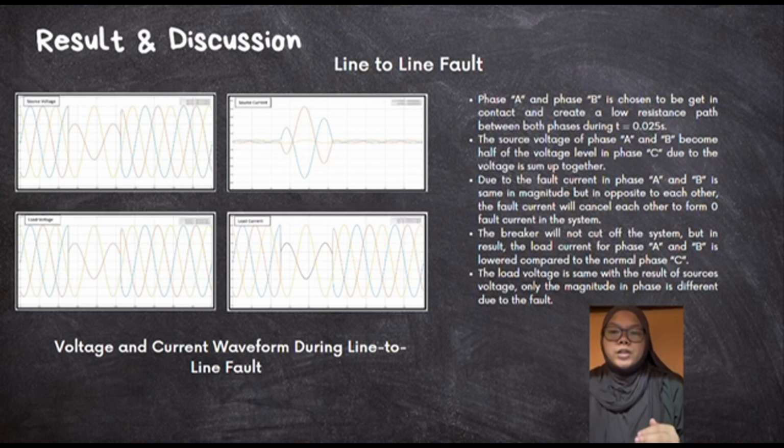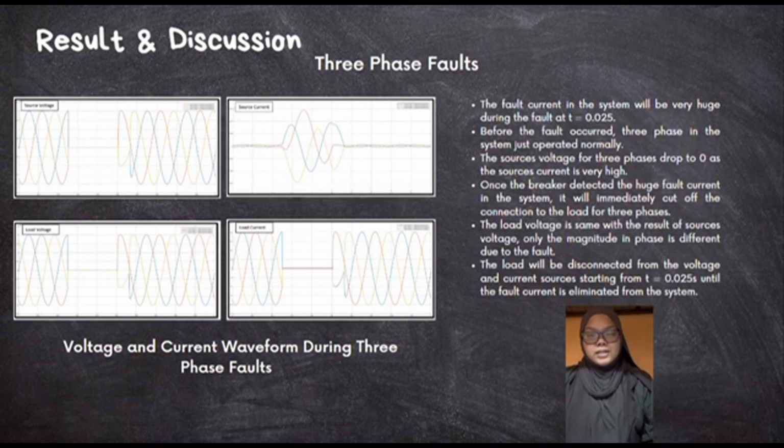The breaker will not cut off the system, but in the result, the load current for phase A and B is lowered compared to the normal phase C. The load voltage is the same as the source voltage, only the magnitude and phase are different due to the fault. Lastly is the 3-phase fault, where the fault current in the system will be very huge during the fault at t equal to 0.025 second, and before the fault occurs, the 3 phases in the system just operated normally. The source voltage for 3-phase will drop to 0 as the source's current is very high.